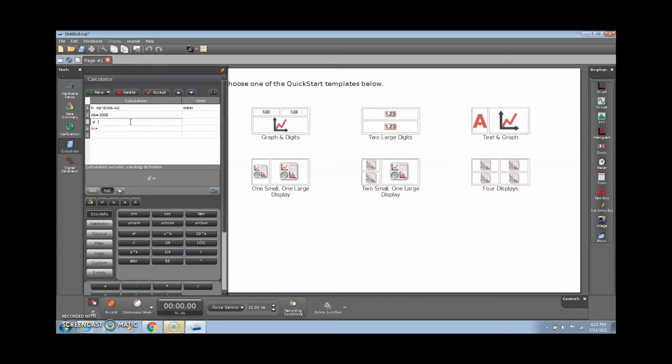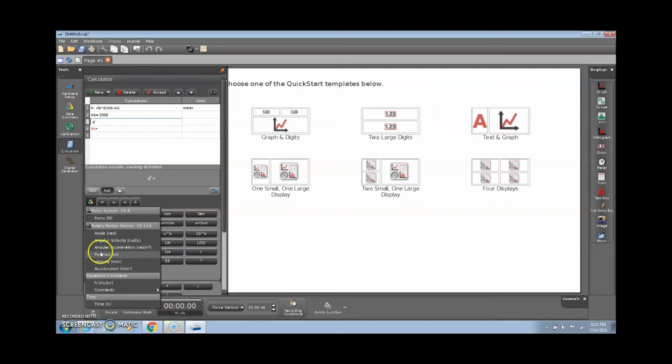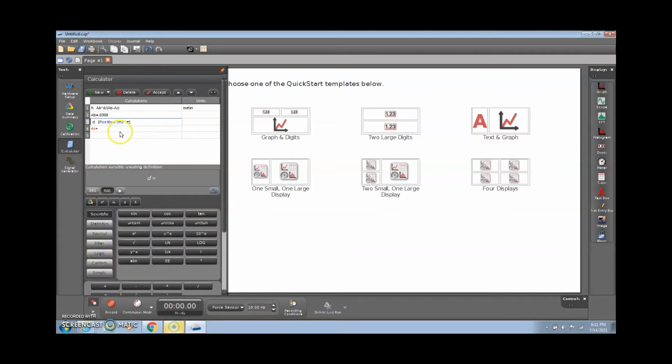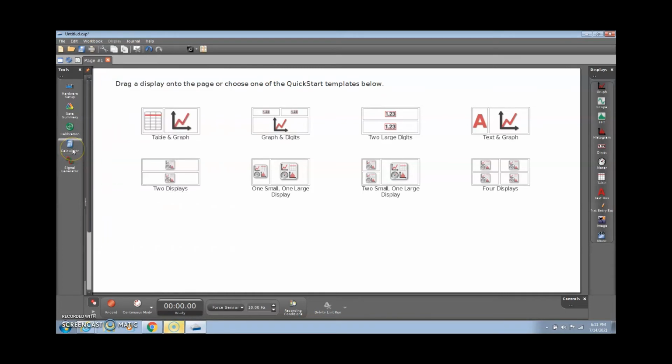The distance is going to be a quantity that one of our sensors will measure. So I'm going to press on this triangle here and select position. And the AC is the area of the cylinder, which I calculated to be 0.00204 square meters. Okay, and we are done. So everything's been defined in this equation. So I'm going to minimize this calculator window.